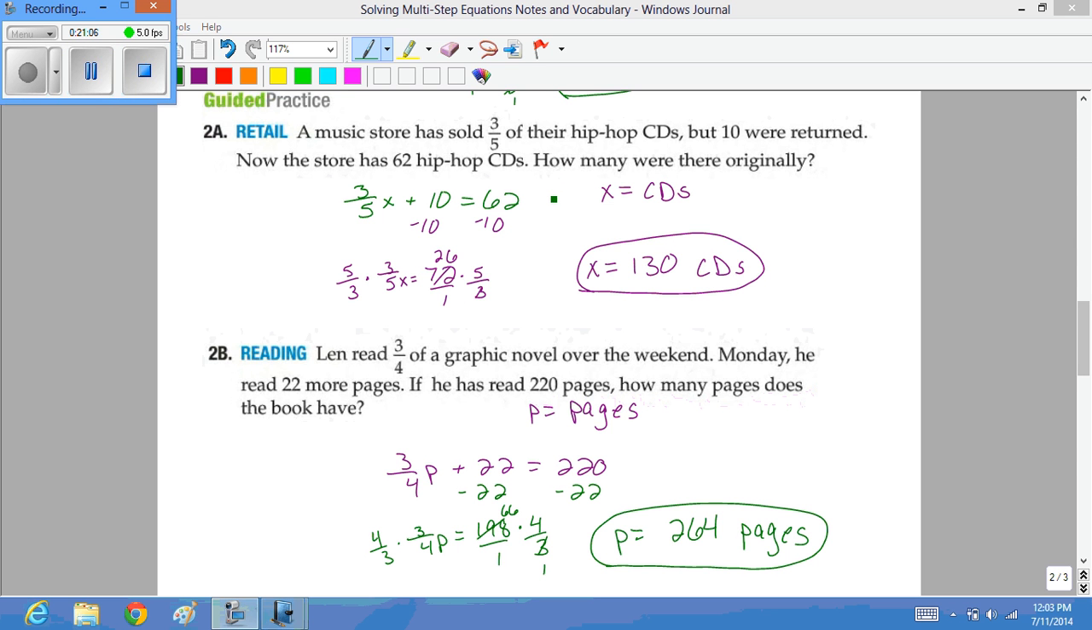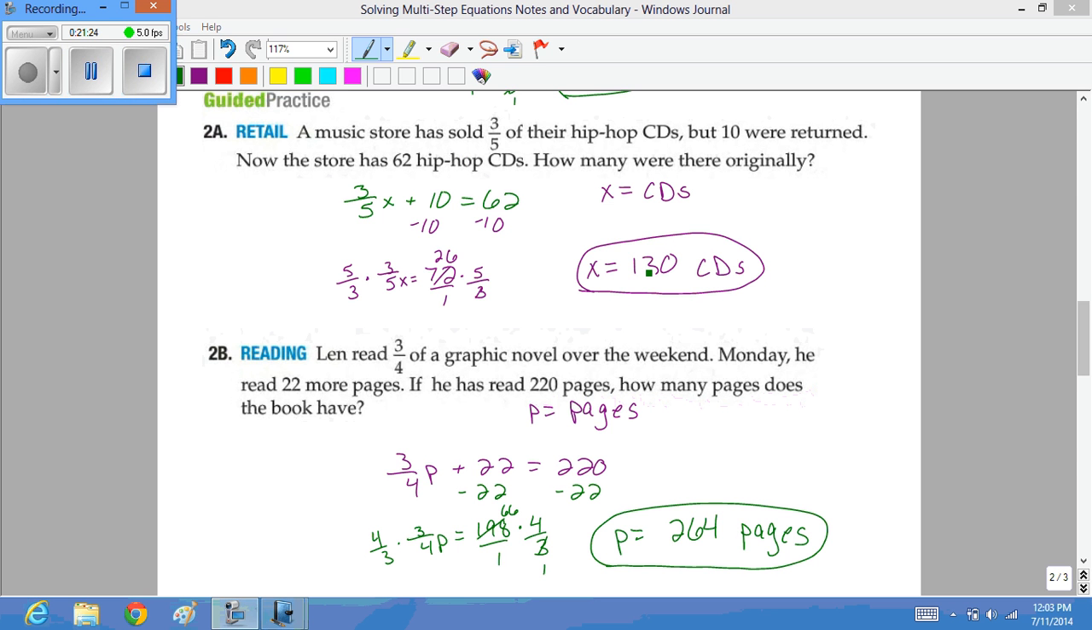Notice this didn't say write an equation. I like to write equations, but it doesn't say anything about that. So you could have just worked backwards, took 62, subtracted, or added 10 to that to see how many they had, and then multiplied it by 5/3.